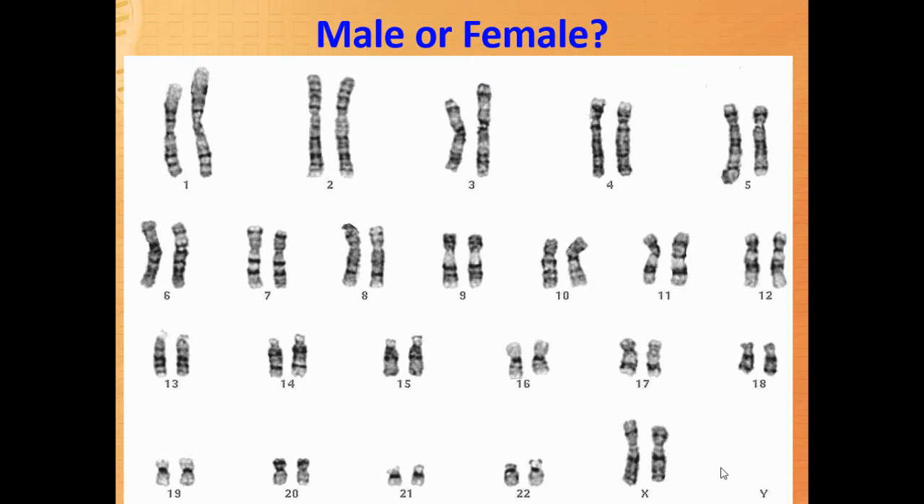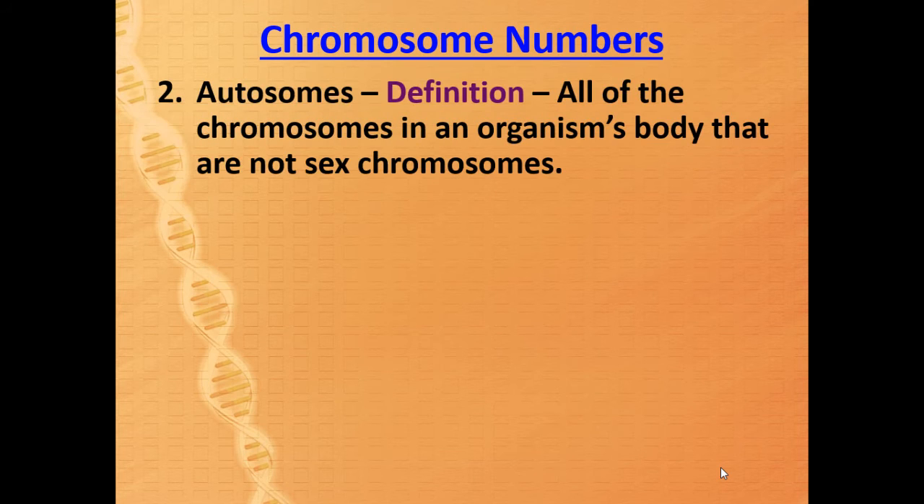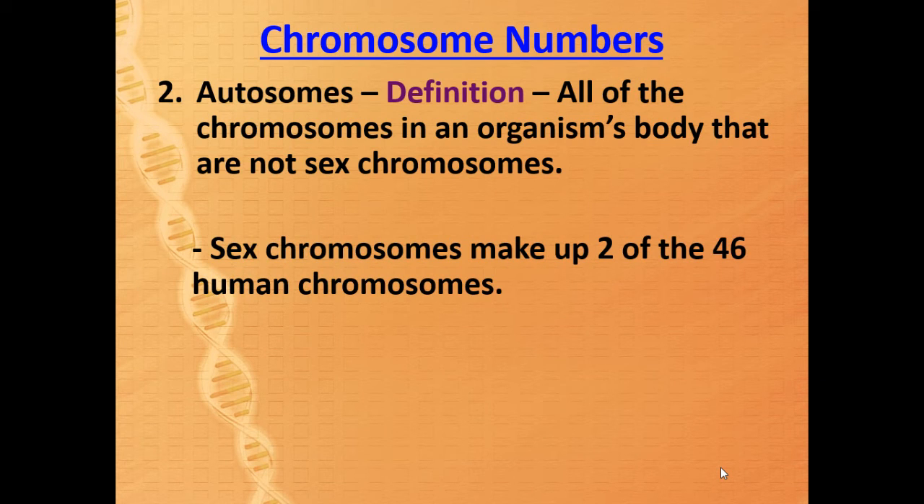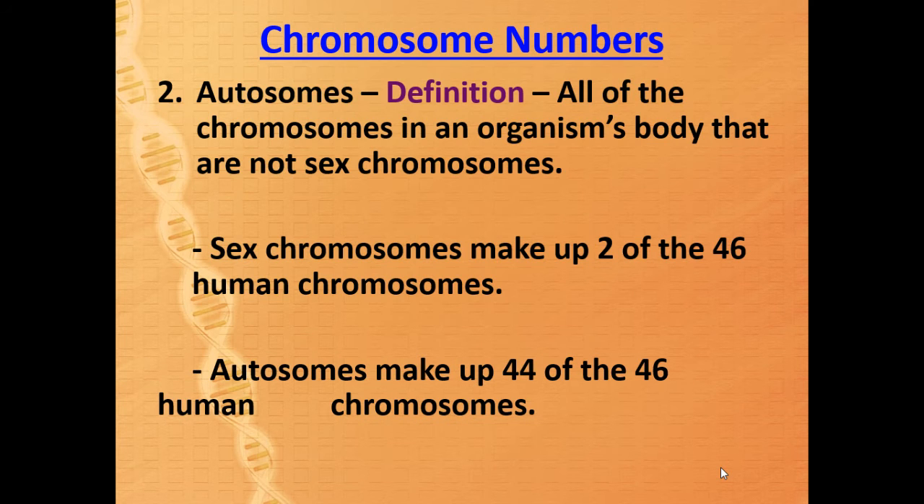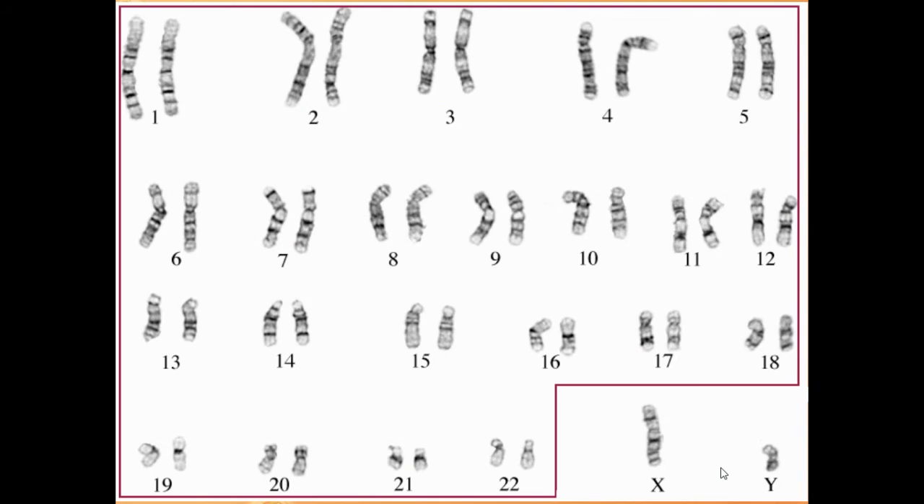Male or female? Looking at this one down here, you're looking for that X and the Y at the bottom. There's 2 X's, so this one is a female. Autosomes are all the chromosomes in an organism's body that are not sex chromosomes. Sex chromosomes make up 2 of the 46 human chromosomes. Autosomes make up 44 of the 46 human chromosomes. So here we go. Those ones in the box there are the autosomes, and that carries all of your other DNA.